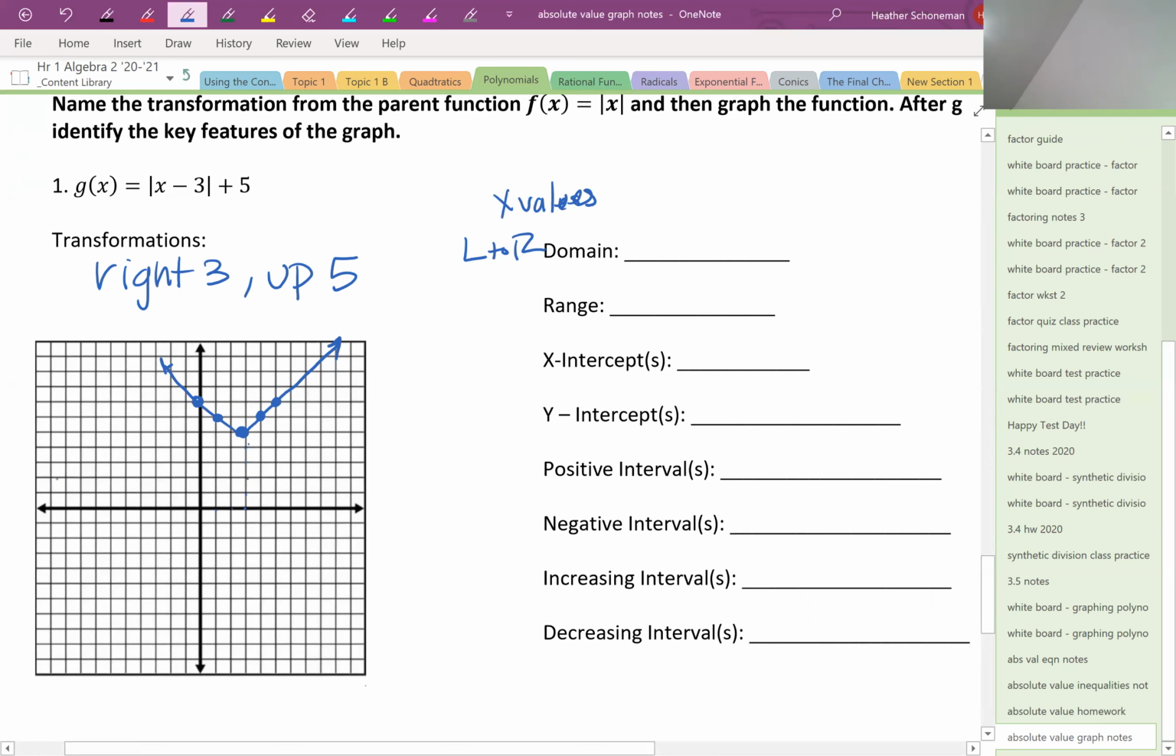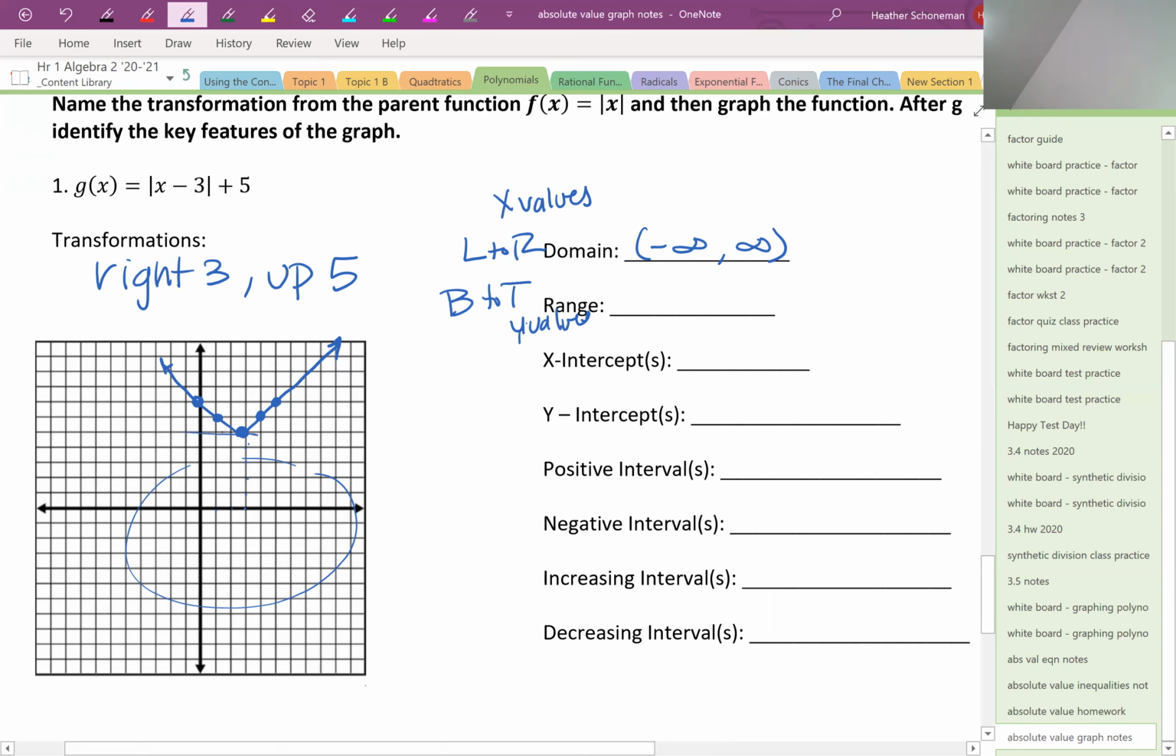So as we go left to right, it just keeps getting wider and wider. So that means as we go left to right, everything is going to be included. So we say it's from negative infinity to infinity. The range, however, goes from bottom to top, and it's the y values. So I'm not reading it off of the x anymore. I'm reading it off the y.